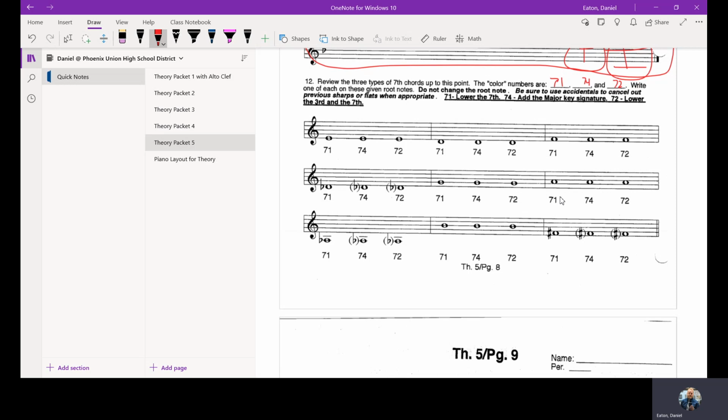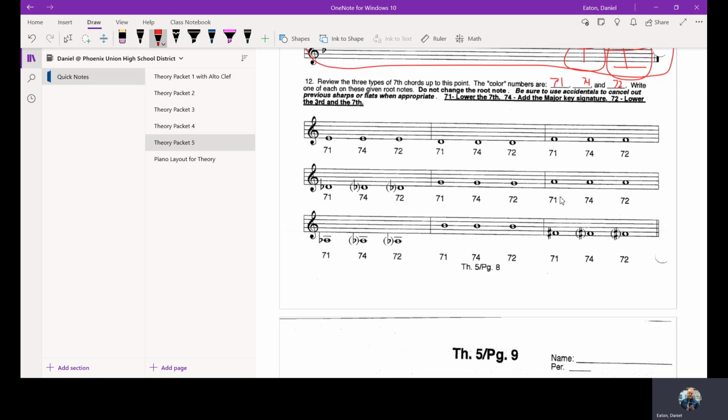Write one of each on these given root notes. Do not change the root note. Be sure to use accidentals to cancel out previous sharps or flats when appropriate. 7/1, lower the 7th. 7/4, add the major key signature. 7/2, lower the 3rd and the 7th.